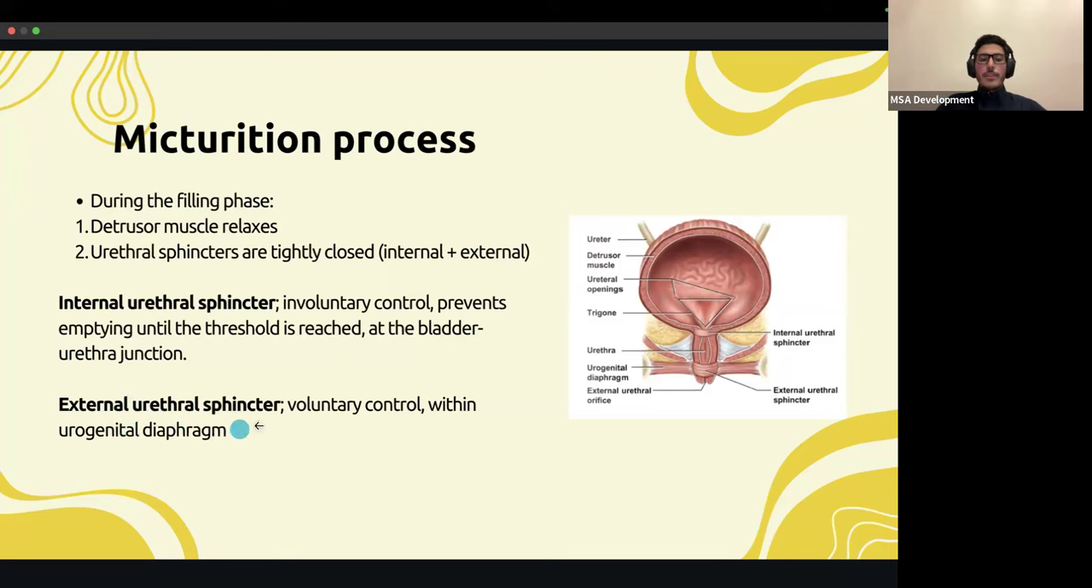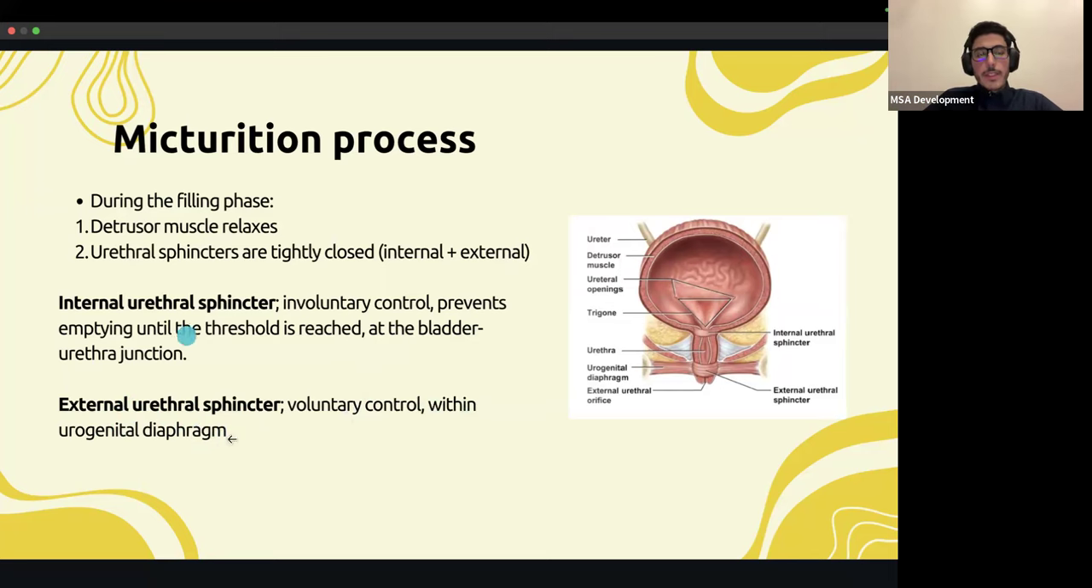Also, we have the external urethral sphincter. Exactly the same function. It blocks the release of urine at specific times, and it also facilitates micturition at specific times. So it's a voluntary muscle. So this suggests what? It's a skeletal muscle.